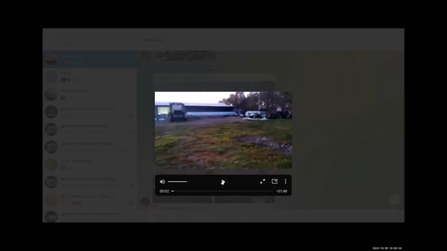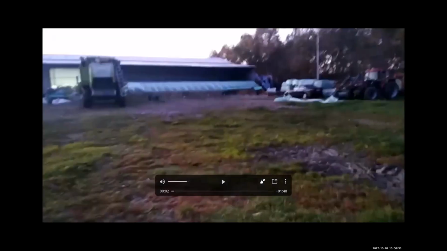Now we're going to see where the farmer stays and what we're going to be working with from now on.